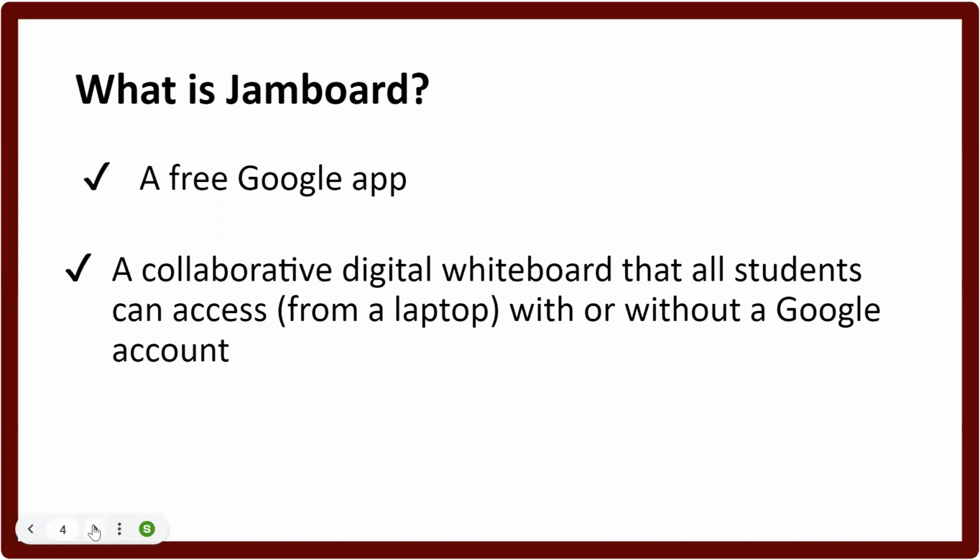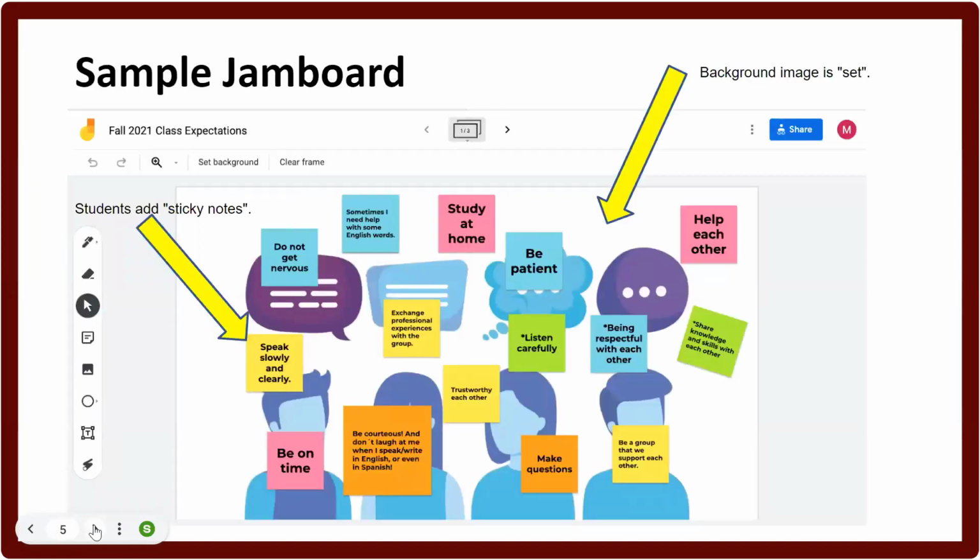Okay, I had asked you how we access a jam. Well, first, here's a sample Jamboard, just as a reminder of what it looks like. You also saw it as we worked on it before. In this one that we're looking at, I set the background image, which was the people with the speech bubbles coming out of their head and the thought bubbles. And then my students added the sticky notes. The sticky notes can be erased, edited, moved around. The background image cannot. It stays, it is set. So anything that you don't want the students to be able to change or move, you want to set as a background image.